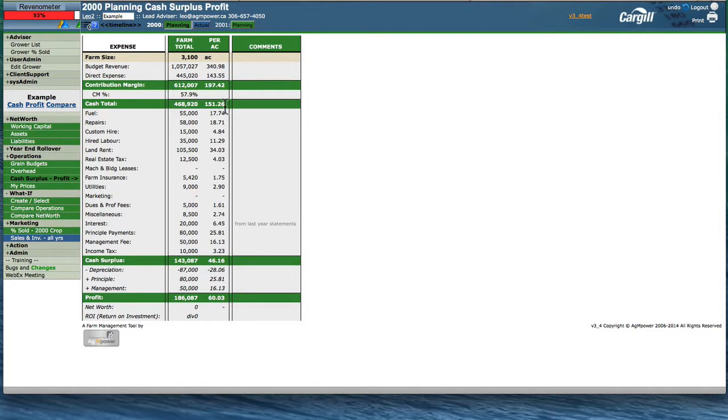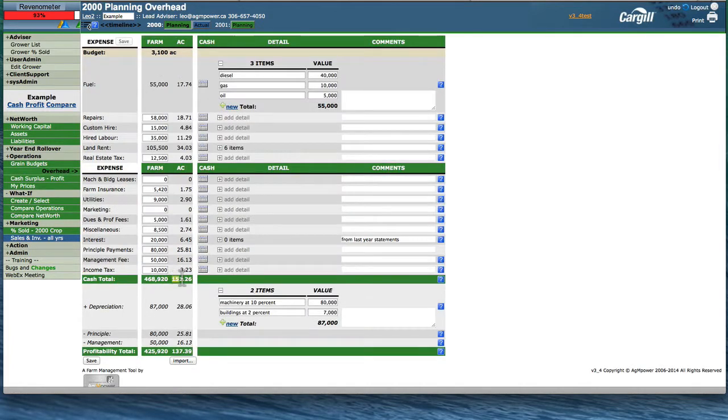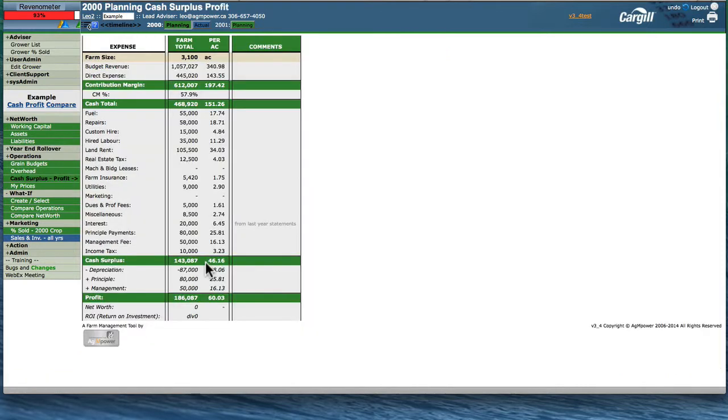It also gives us what the cash total was, $151.26. That came from the overhead page, $151.26. This page gives us the answer. It's going to have a positive cash surplus.